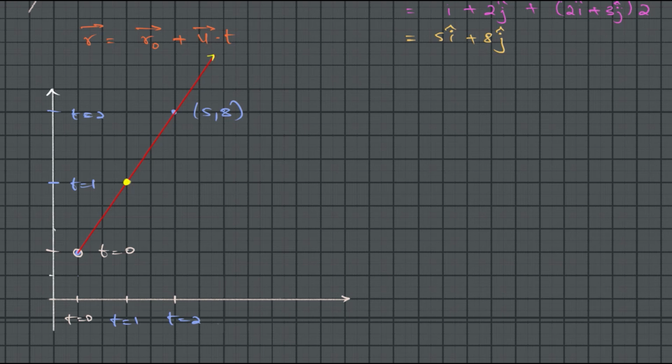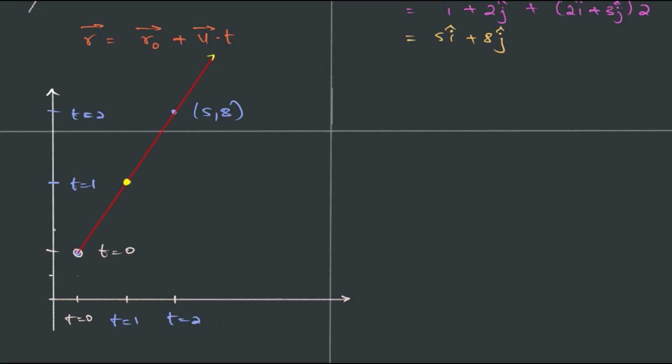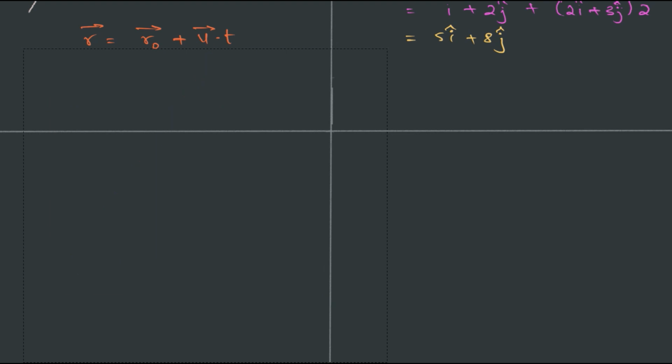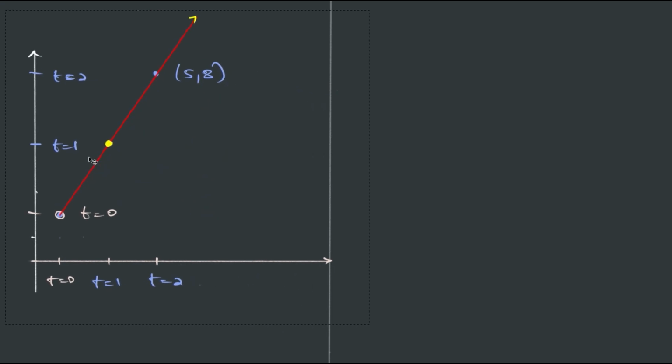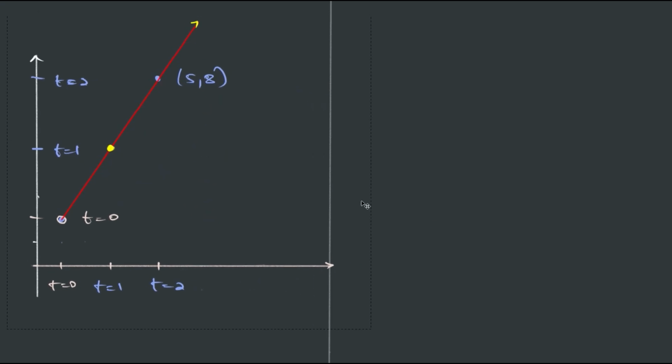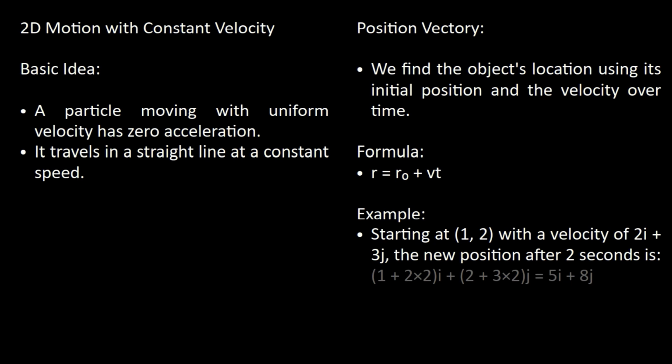So that's how simple it is, guys. Literally, if you understand this, it's that obvious. It is that obvious. I am not making it complicated at all. There's nothing to complicate over here. It is just that simple. Okay, so that would be your position vector equation.